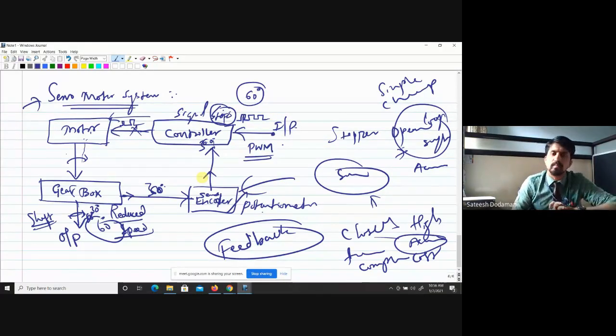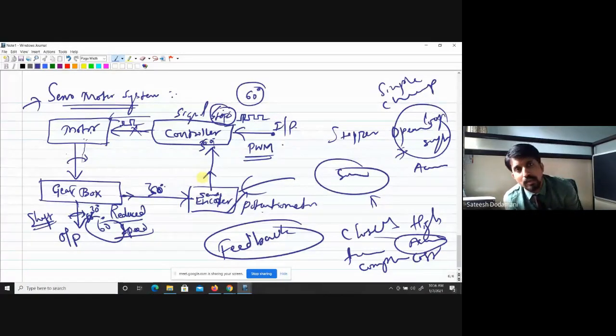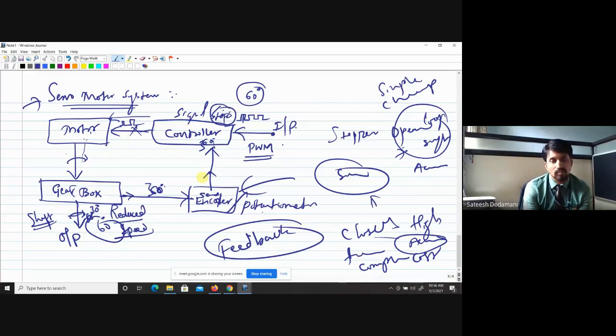Otherwise, the rest of the things almost remain the same, and the applications also remain the same. You can use the stepper motor in this particular application also, but if you want a very high degree of accuracy, then you should go for the servo motor system. Hence nowadays in all industries they use servo motors only for their work. So this is about the servo motor system, and with its help, I will conclude the first chapter of the last unit.